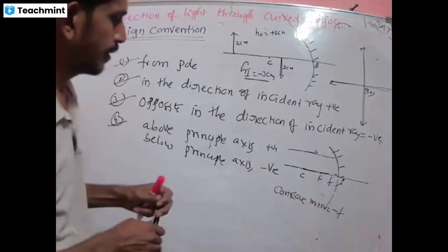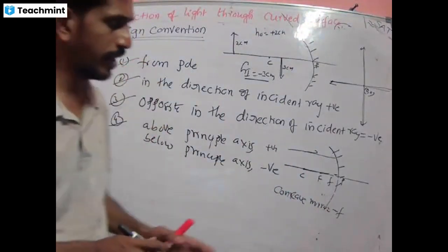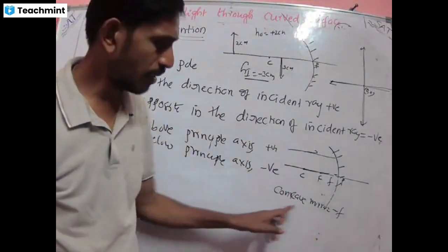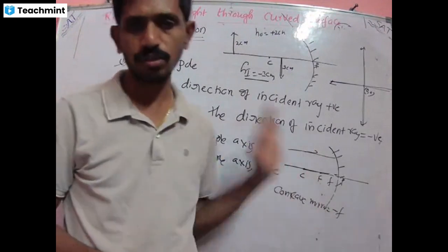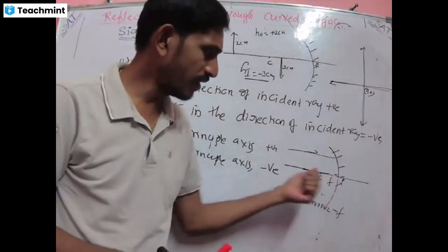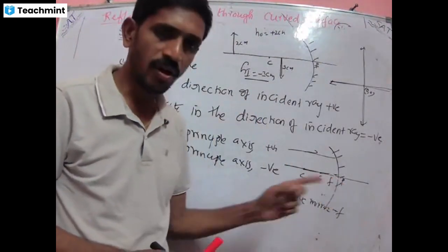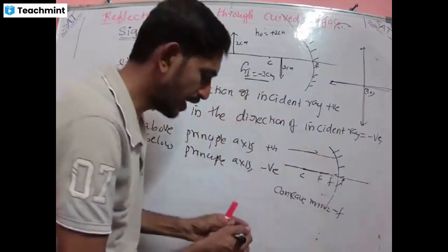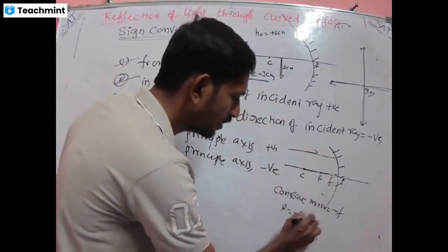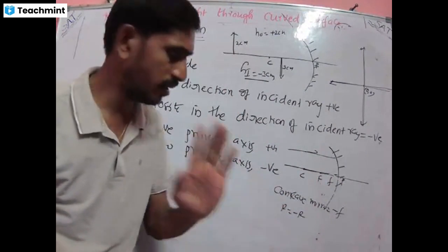Right. So these are the sign conventions. For a concave mirror, the focal length is always negative. And what about the radius of curvature? The radius of curvature of the concave mirror is also always negative. It's very, very important.